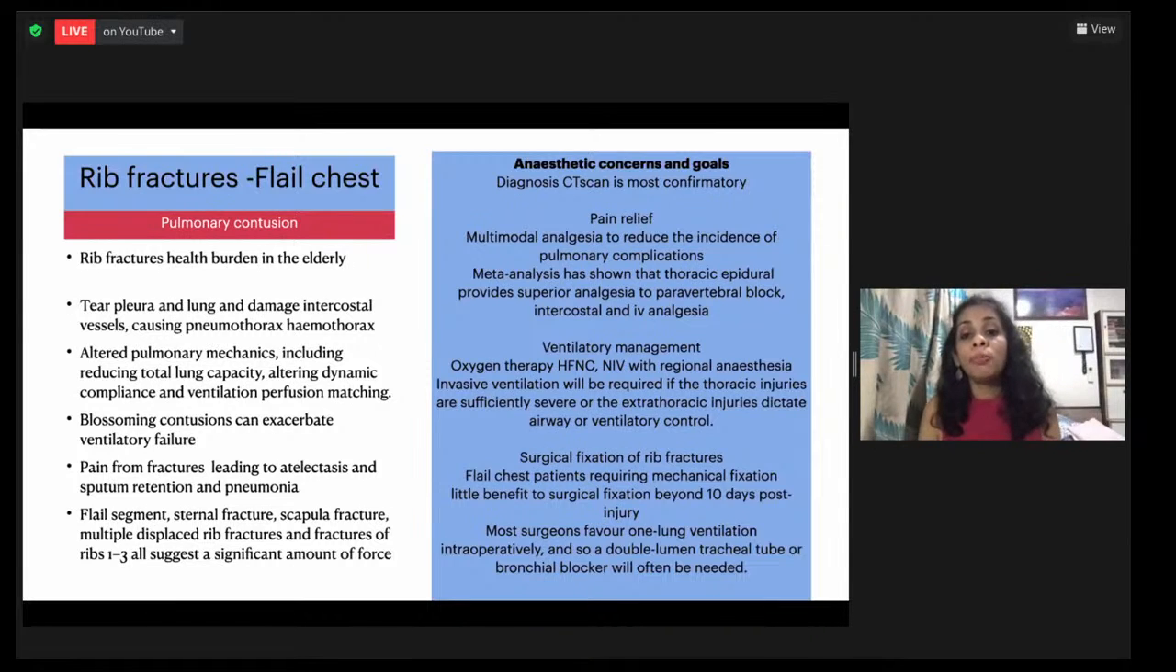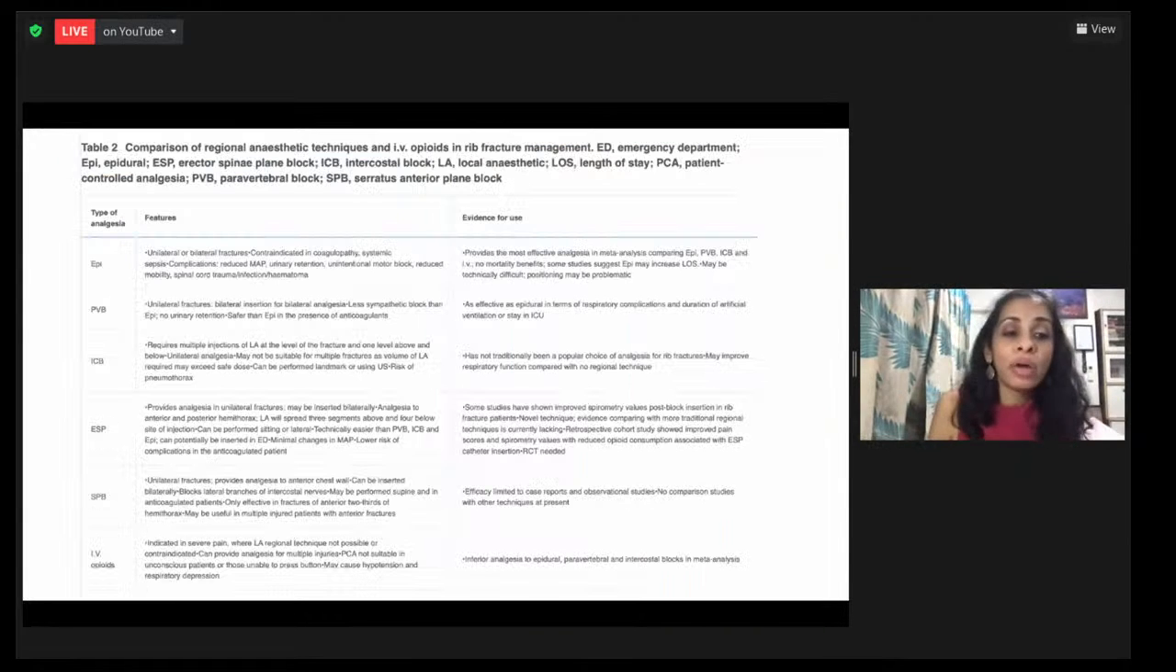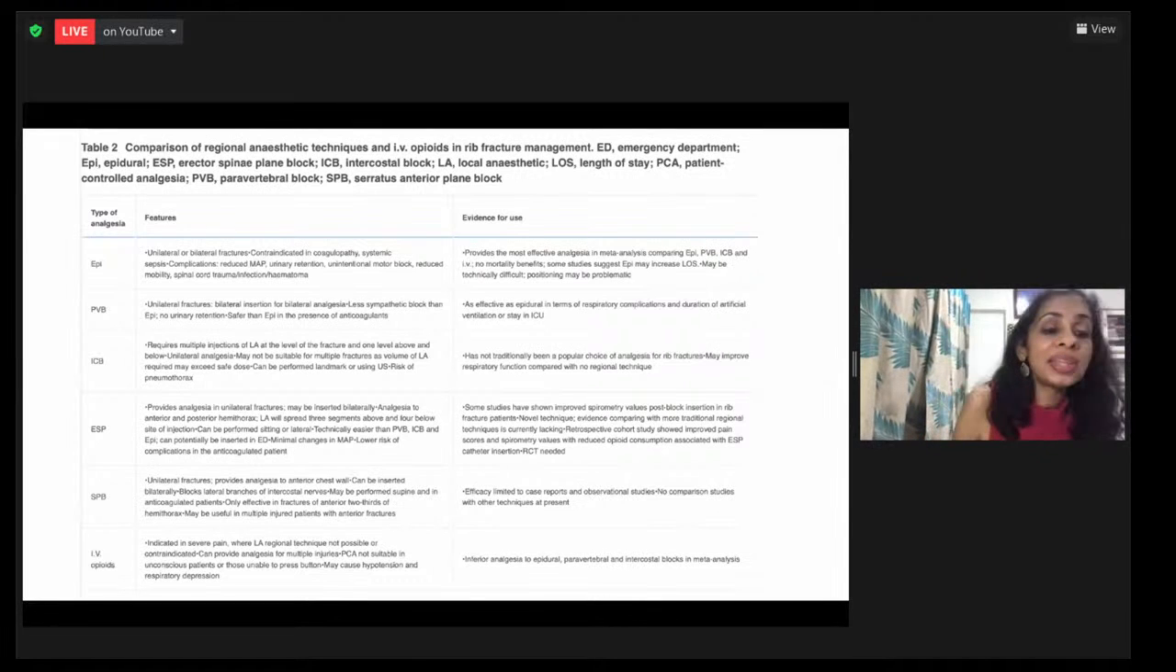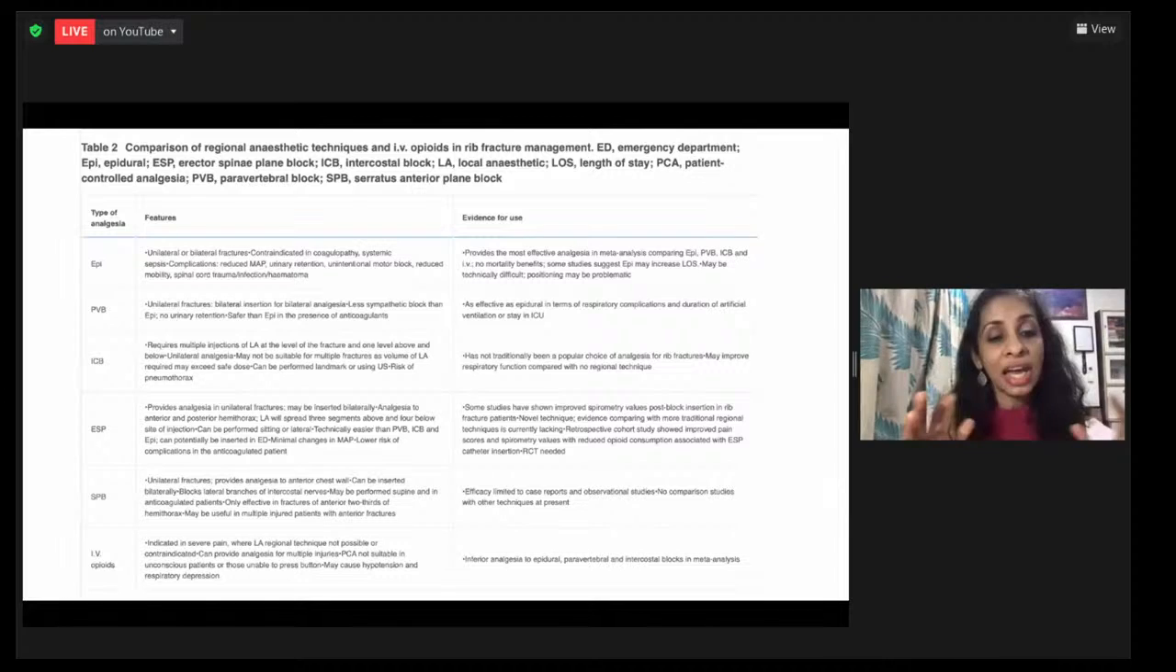The new kid on the block is the erector spinae block, which can be given bilaterally. It can be given in patients who are old and on anticoagulants. One block can cover 3-4 ribs. So it's a safer way of giving, and also an ultrasound can be used. So again, it is safe. The serratus anterior block can also be given, but what happens in this is it only gives analgesia to the anterior and not to the lateral chest wall.